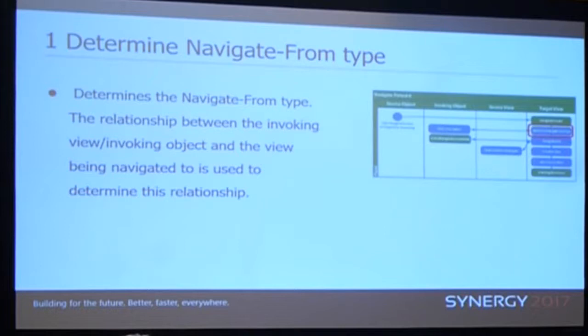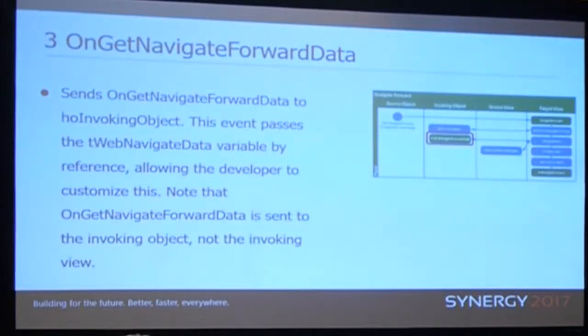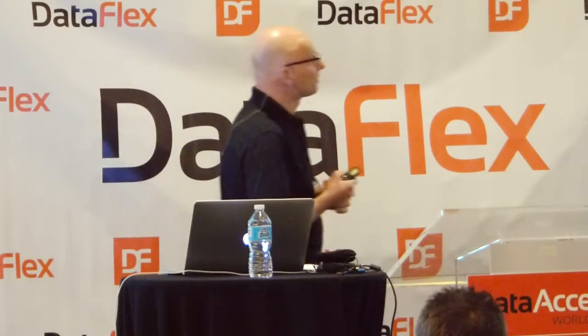The navigate you're coming from says create the navigate data block. That's the next step. And then it sends on get navigate forward data. So it sends a message back to the object you're coming from and says, okay, please provide me with extra information. Do I need to seed it somewhere? Do you want to apply a filter? Things like that. That is information that you can put into that block.